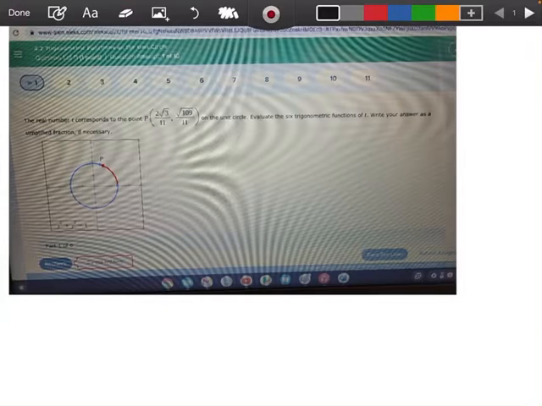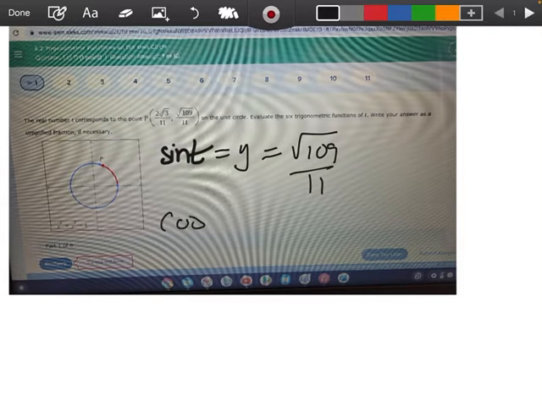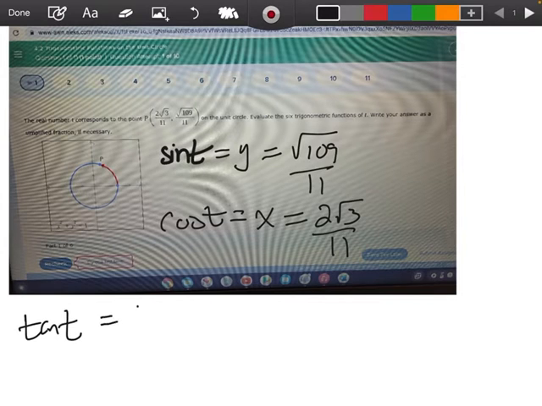Okay, so let's see if we can do this. So remember, the sine of t is just defined as the y value. So the y value is the square root of 109 over 11. The cosine of t is our x value, and this is going to be 2 square roots of 3 over 11. And then the tangent of t is actually defined as y over x, right?